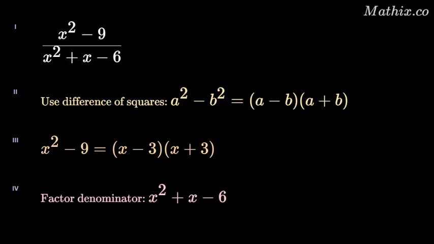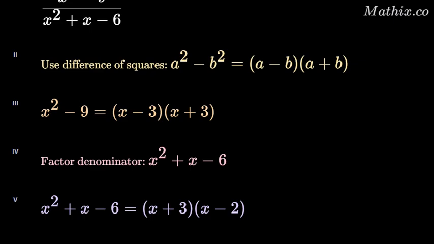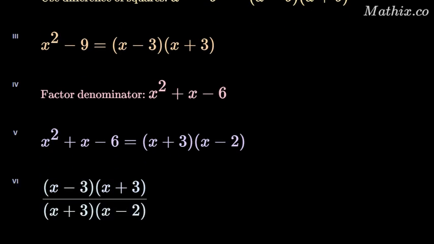Next, we factor the denominator x squared plus x minus 6 by finding two numbers that multiply to negative 6 and add to 1. These numbers are 3 and negative 2, so the denominator factors into x plus 3 times x minus 2. Now the fraction is the product of x minus 3 and x plus 3 over the product of x plus 3 and x minus 2.